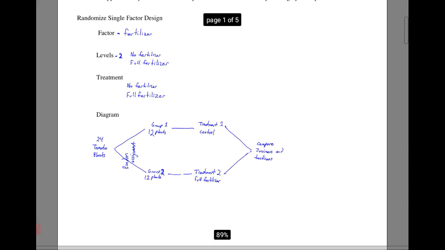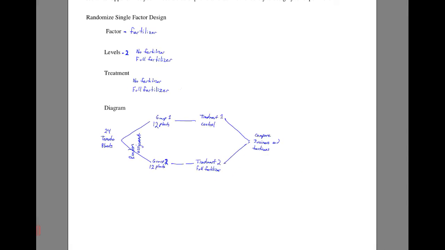Now you would normally want to write up a paragraph saying what you're going to do. I will acquire 24 tomato plants from the same store. We'll randomly assign them into 2 groups. Group 1 will have 12 plants. That will be my control group. Group 2 will have 12 plants. That's my treatment group. They'll receive the full amount of fertilizer.